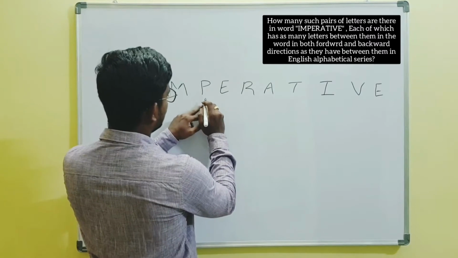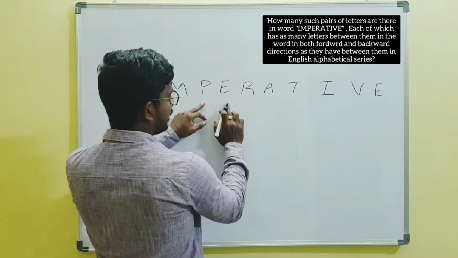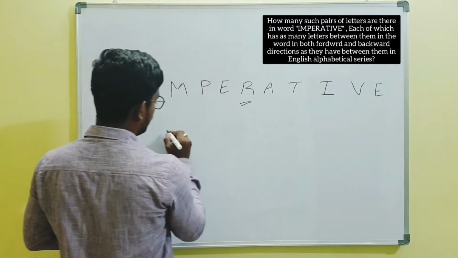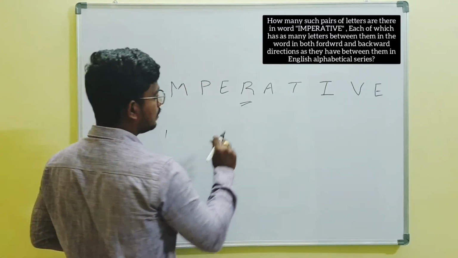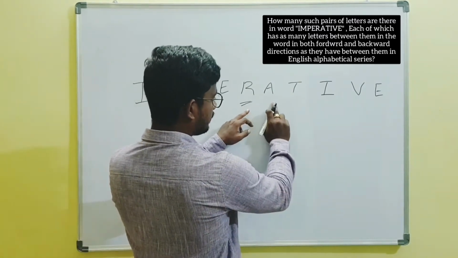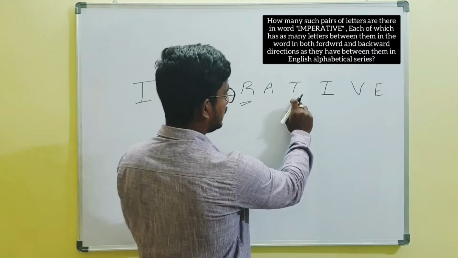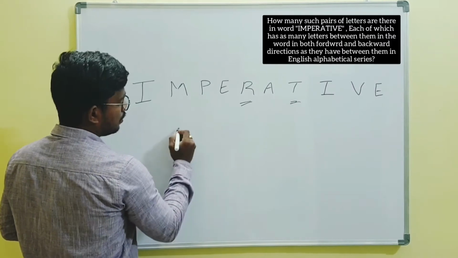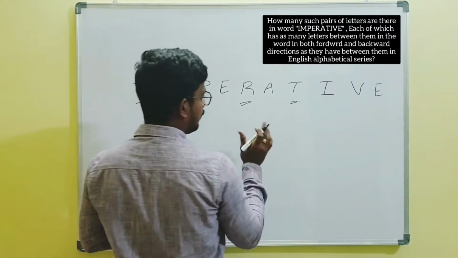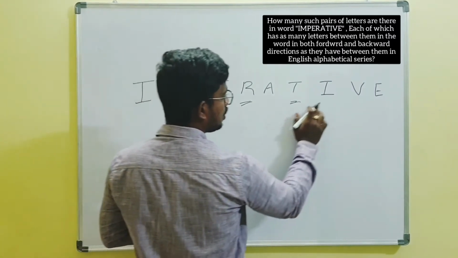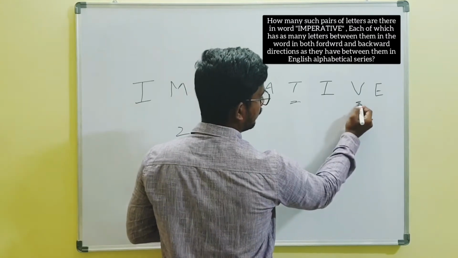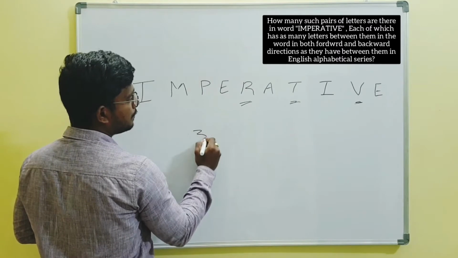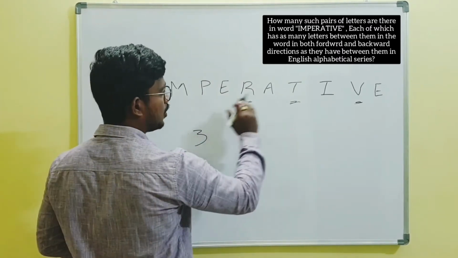And coming to the third alphabet, after P, Q, R. See here, R is matched. So one pair of letters is formed. After R, S. So S is not valid. T. Even T is matched here. So two pairs are formed till now. U, V, W. See here, V is also matched. So three pairs of letters are formed in forward direction.